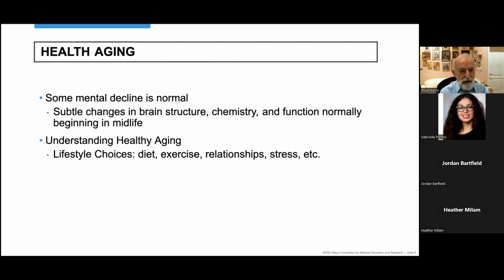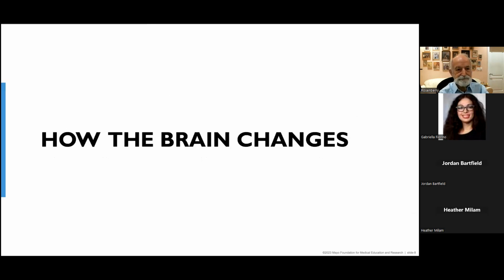Healthy aging: some mental health decline is normal. Subtle changes in brain structure, chemistry, and function normally begin in midlife. Understanding healthy aging requires a knowledge of lifestyle and the choices that we're offered in diet, exercise, relationships, stress, and so forth. How the brain changes.